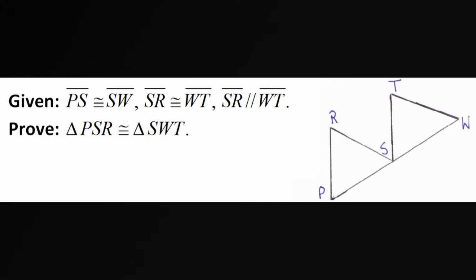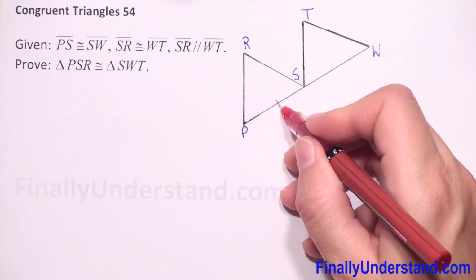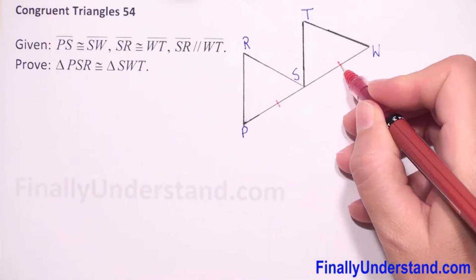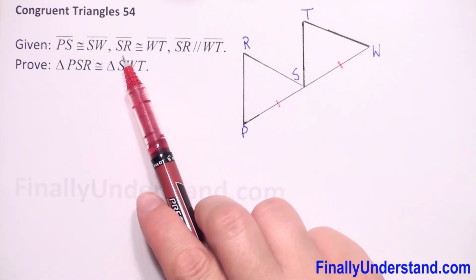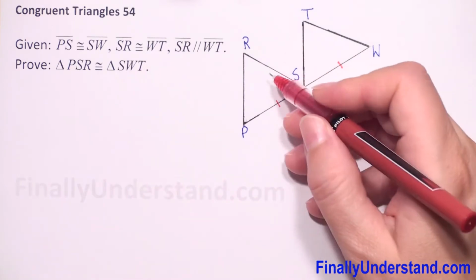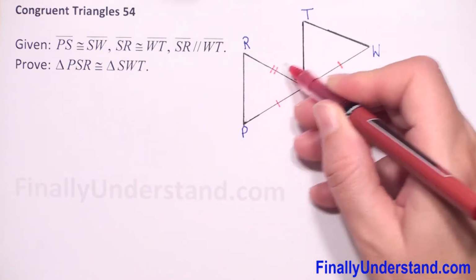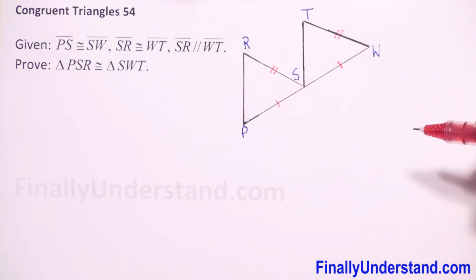We are given that segment PS is congruent to SW. So I will mark these two segments as congruent. What else? We are given that SR is congruent to WT. So I put 2 marks on these two segments because they are congruent.